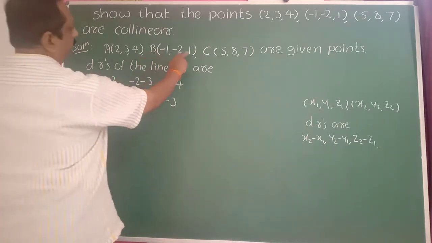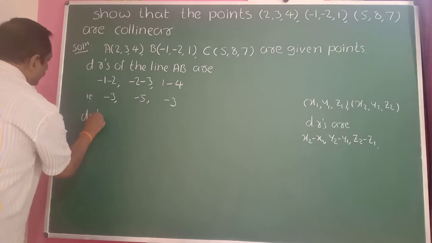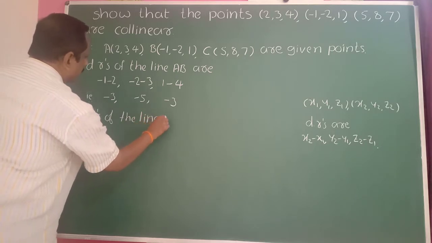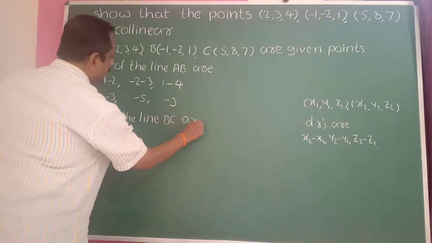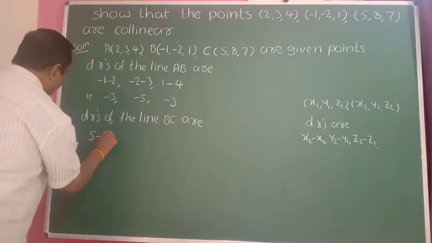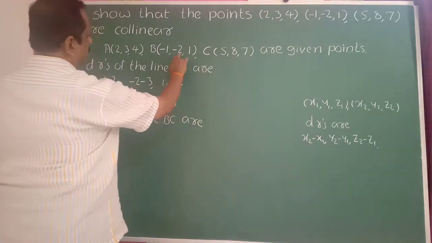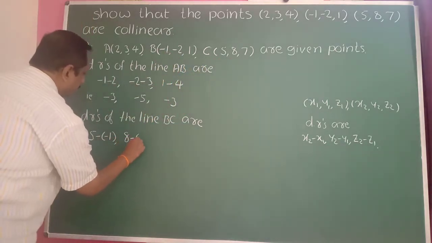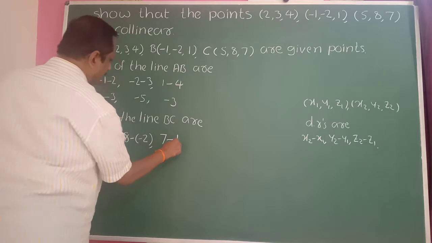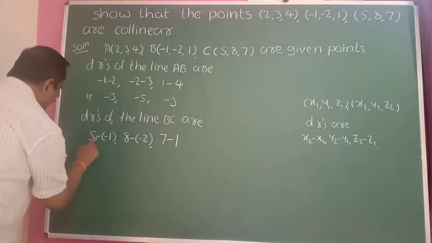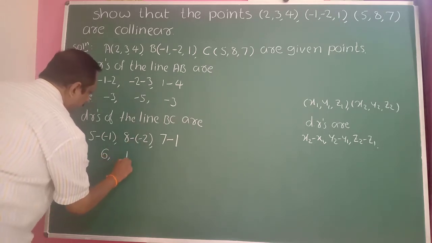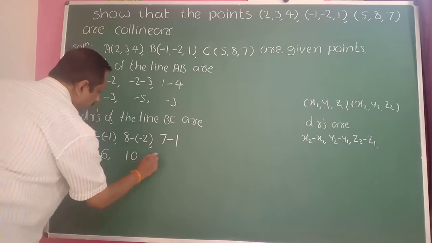Then the direction ratios of the line BC are 5 minus (-1), 8 minus (-2), and 7 minus 1. Minus into minus is plus, so 5 plus 1 becomes 6, 8 plus 2 becomes 10, and 7 minus 1 is 6.